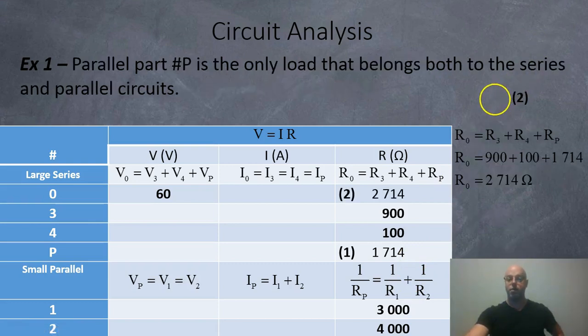So for the second step, R0 is equal to R3 plus R4 plus RP. So we're going to add up all the resistances which are in series, and we're going to end up with 2,714 ohms altogether for the whole entire circuit.